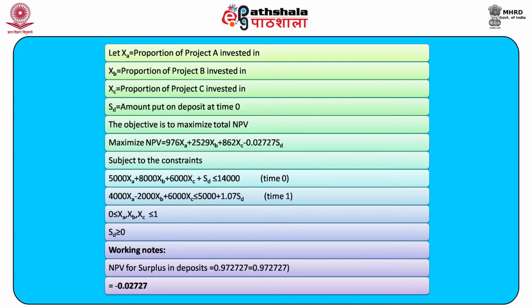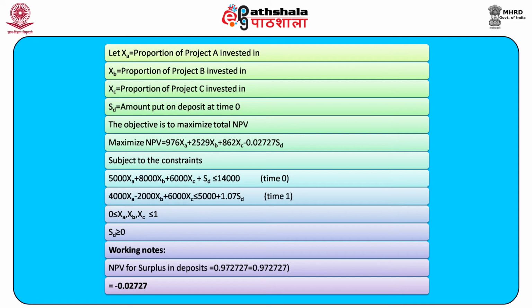Solution. Let XA be the proportion of project A invested in, XB the proportion of project B invested in, XC the proportion of project C invested in, and ST the amount put on deposit at time 0. The objective is to maximize total NPV. Maximize NPV = 976XA + 2529XB + 862XC - 0.02727 ST.